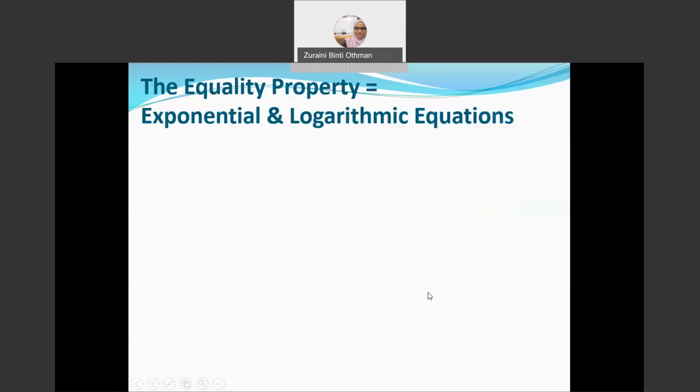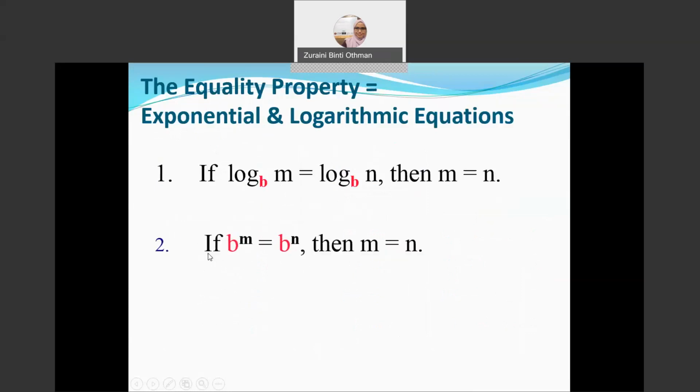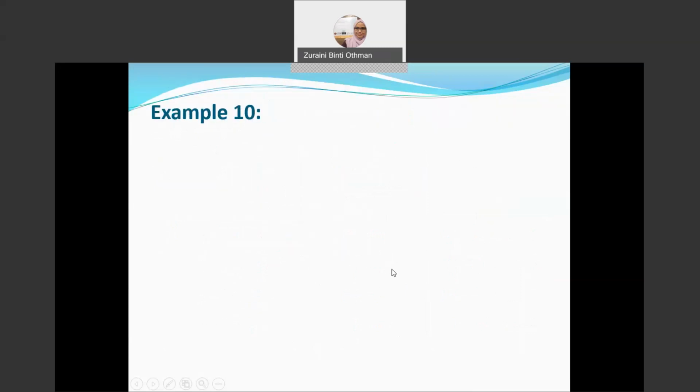Okay, this is the equality. Okay, kalau dia log B sama-sama log B, kita boleh selesaikan M sama dengan N. Begitu juga kalau B kuasa M sama dengan B kuasa N, kita boleh selesaikan dengan M sama dengan N. Maksudnya turunkan ni dengan kiri kanan sama kan? Okay, jadi kita boleh eliminate. So we will get M sama juga dengan N.